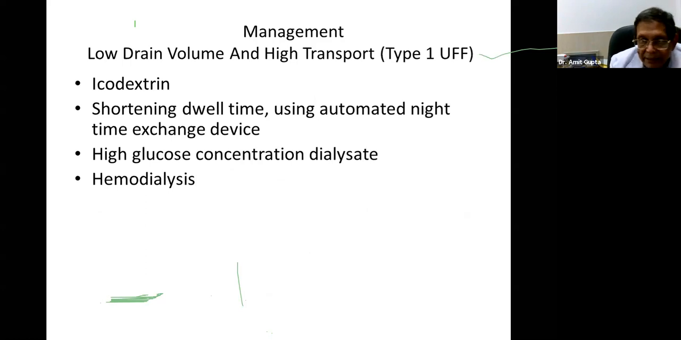Now, how do you manage such patients? You can give them low drain. You can use icodextrin. You can have shortening of the dwell time using automated nightly peritoneal dialysis. You can use high glucose concentration dialysate, but this would not be a very good option because you will again worsen the membrane. Or you could shift these patients to hemodialysis.